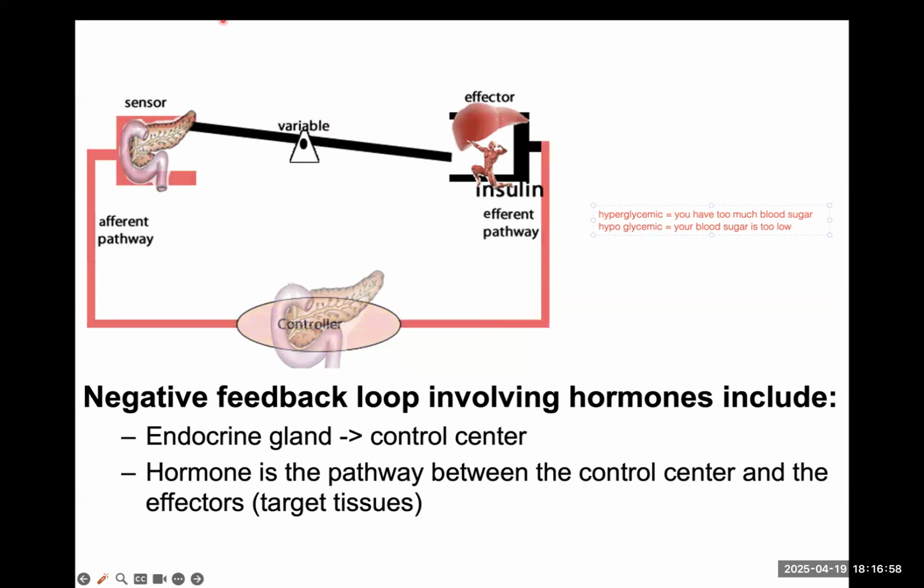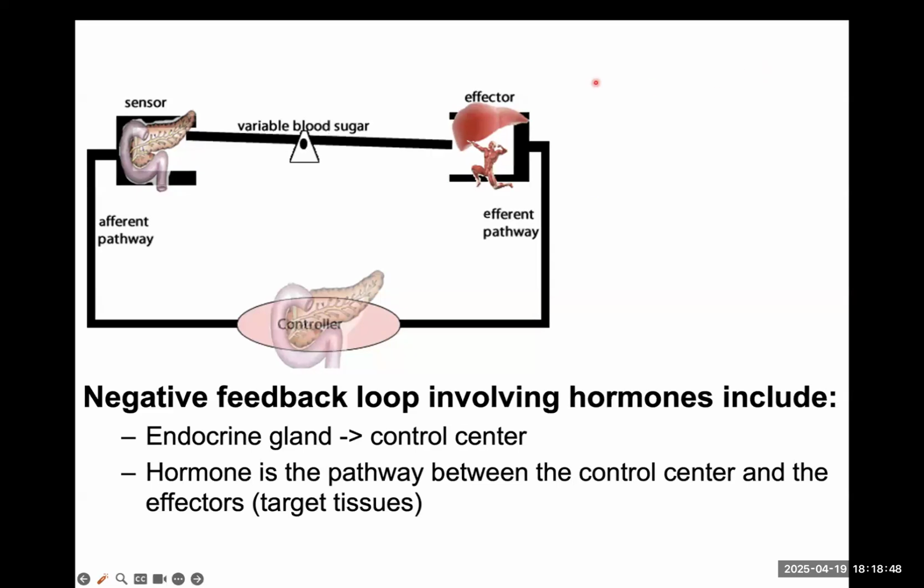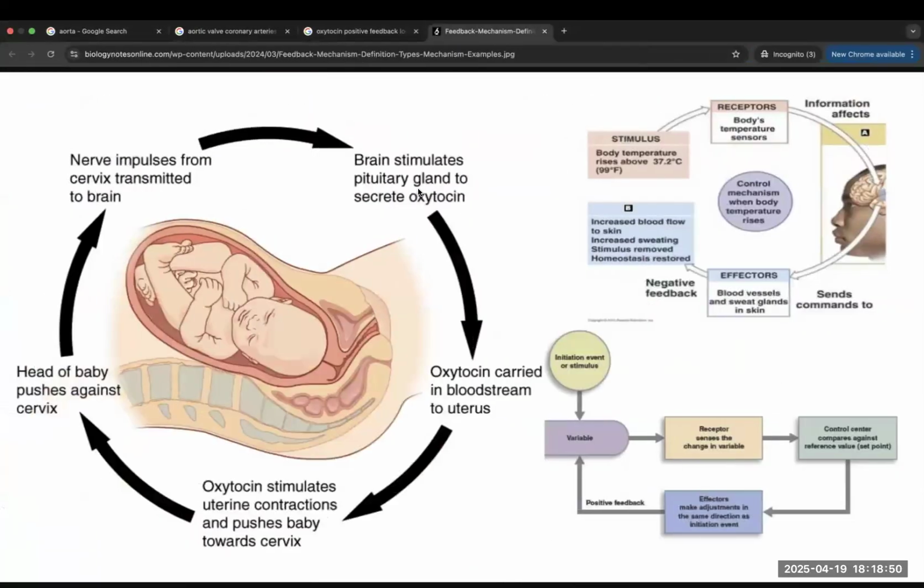So during childbirth, let me see if I can pull it up for you. A positive feedback loop example is oxytocin during childbirth. That's the most common example of positive feedback, so it's probably the easiest way to describe it.